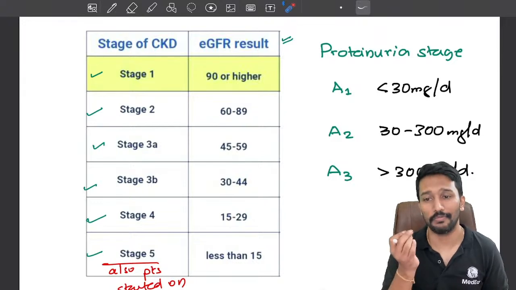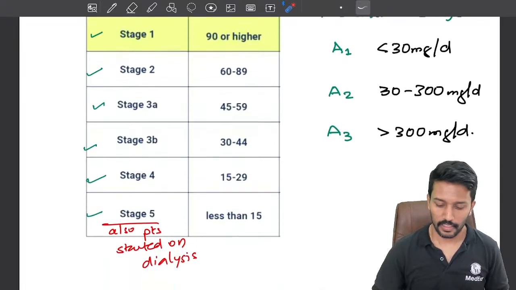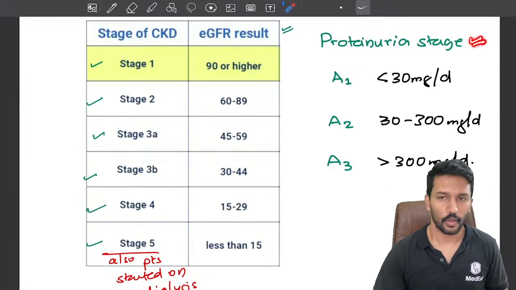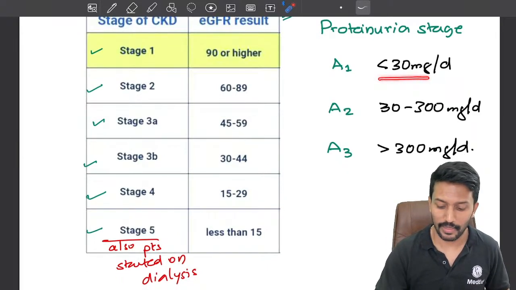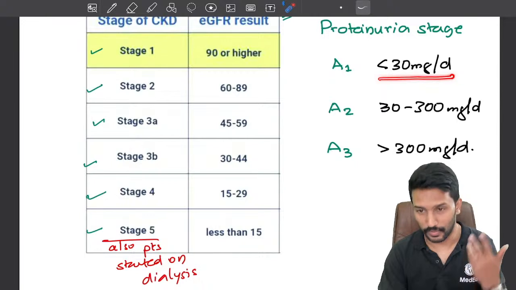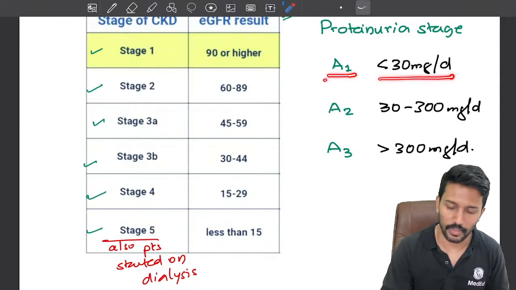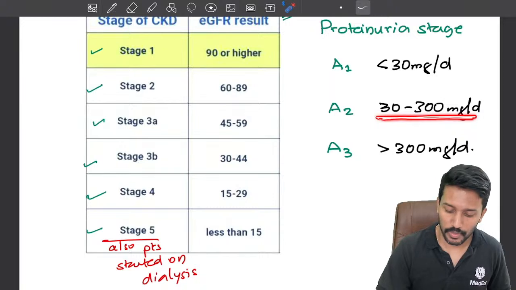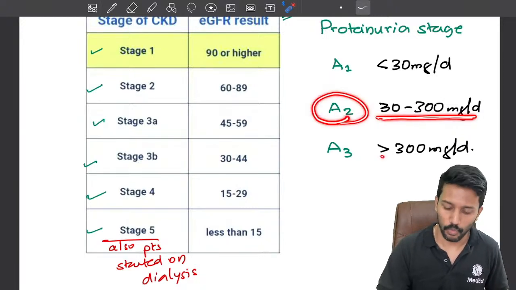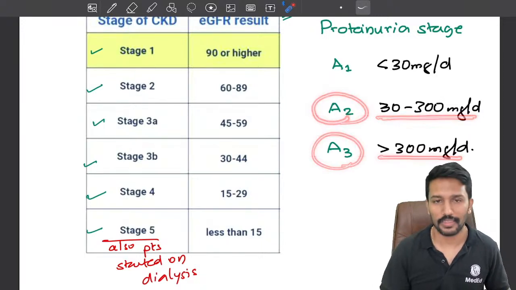Now I have to also identify the A number of staging. That is based on the proteinuria. Okay. So if the urine protein levels are less than 30 milligrams, that, as we know, is a normal protein, right? In that case it will be called stage A1. If it is 30 to 300 milligrams per day, it will be called A2, and more than 300 milligrams per day, it will be called A3.